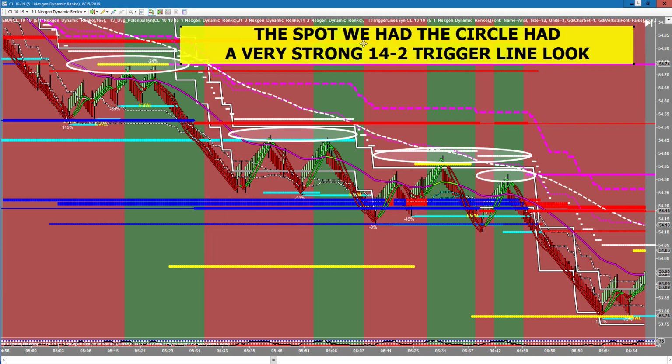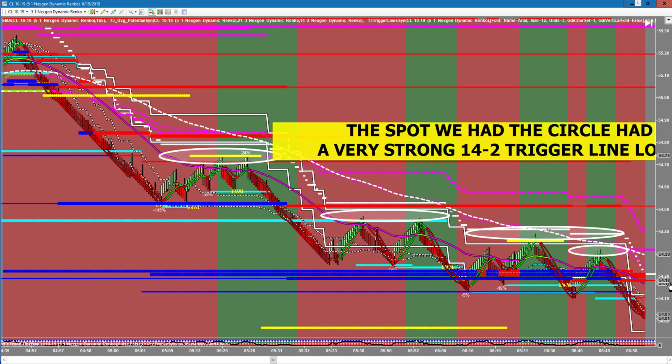We're going to go in with the assumption that the spot where we had the circle had a very strong 14-2 trigger line look. So we have to go in with just a simple assumption here first. Is everybody okay with this assumption? Because if you don't have this assumption, we obviously have to pay attention to termination conditions and management and things of that nature, but for the most part, we're just finding trend trade spots. Okay?